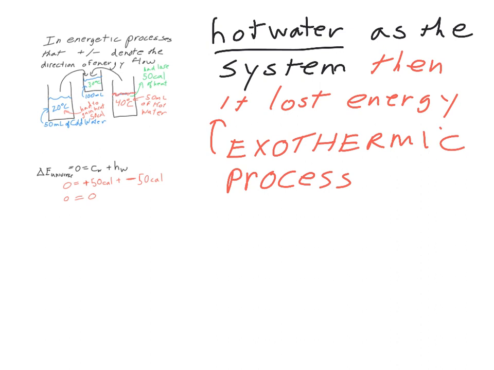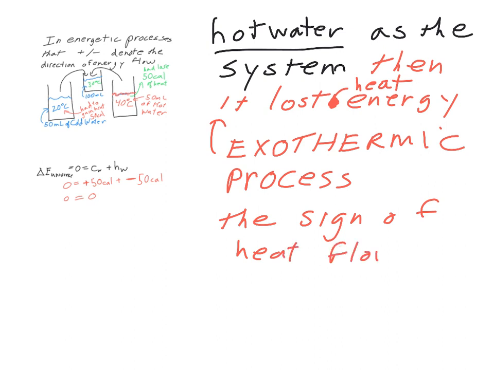Specifically, here we're talking about heat energy. So it's said to be an exothermic process whenever it loses heat energy. Whenever you have an exothermic process, the sign of heat flow will be negative.